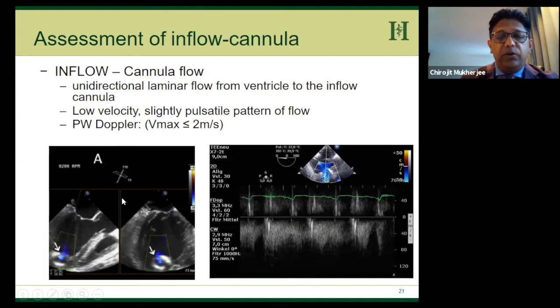For the inflow cannula, what you have to see is you measure your pulse wave Doppler. The max velocity should be less than 2 meters per second. And if you have a low velocity, you should see a slightly pulsatile pattern of flow. And obviously it has to be unidirectional laminar flow from the ventricle to the inflow cannula. So these are the things you have to keep in mind while doing the assessment of the inflow cannula.